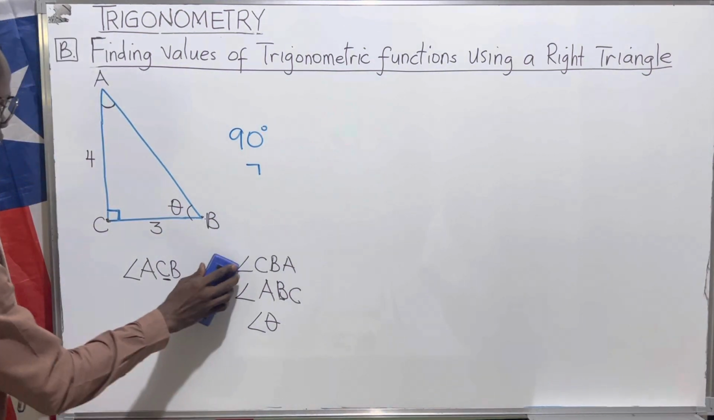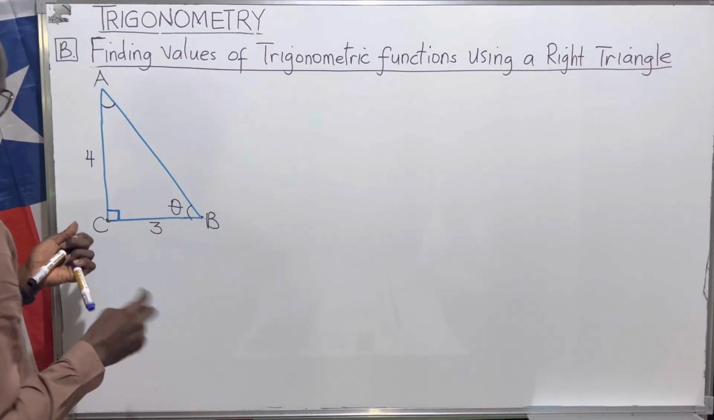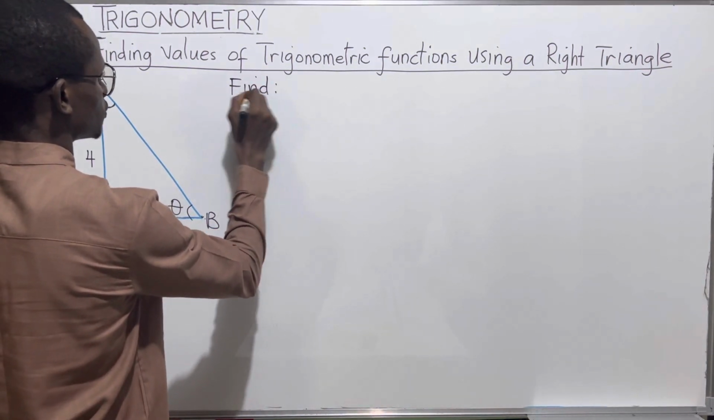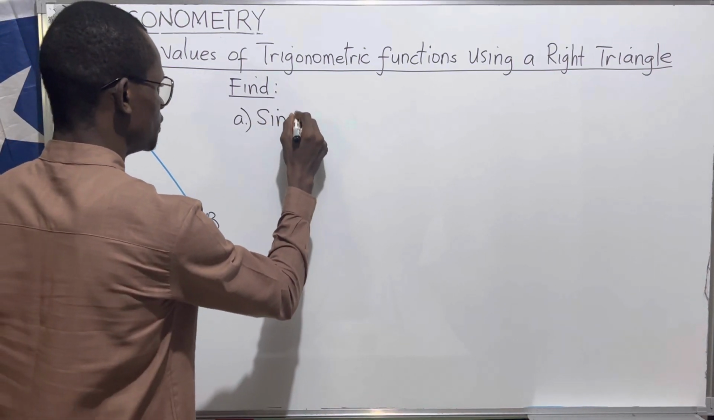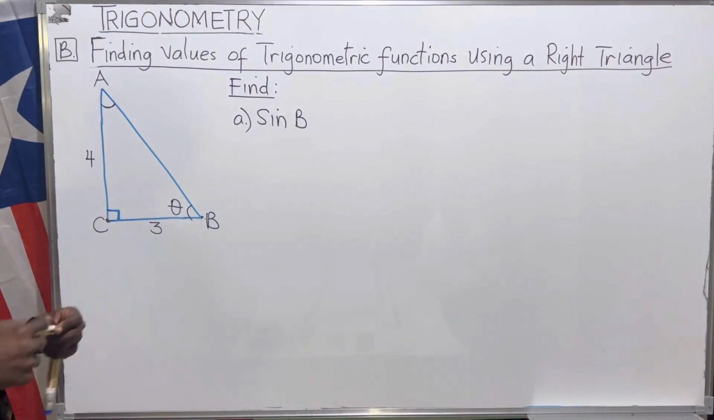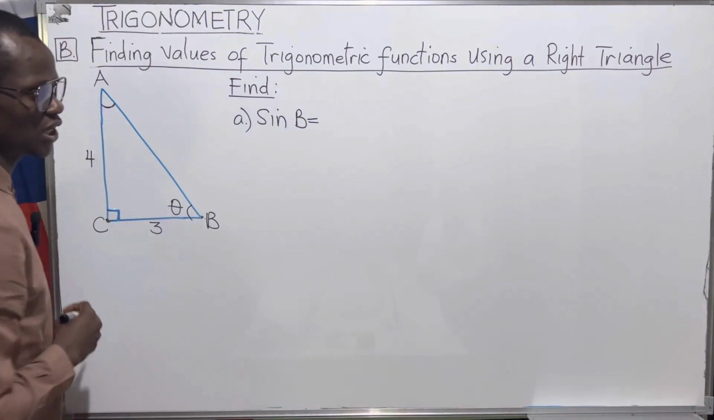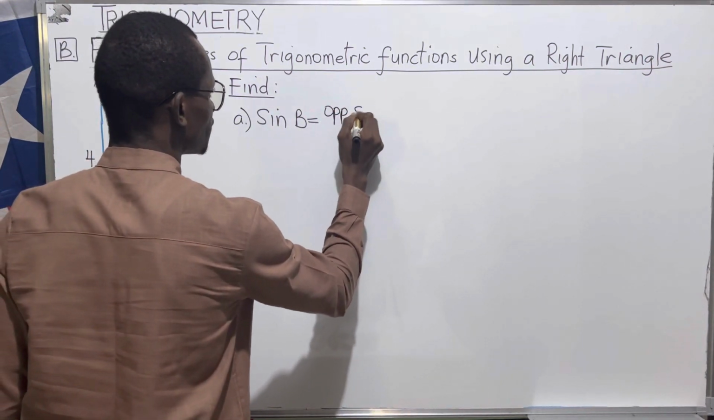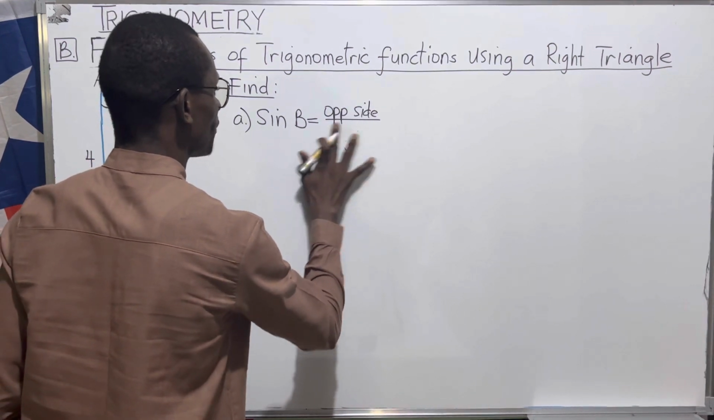So now we know that we have this right triangle, and we were asked to find a sine of B. The first one says we must find sine of B. So how do we find sine of B? What do we know of sine of B? From our previous lecture, we know that sine is defined as the opposite side divided by the hypotenuse.